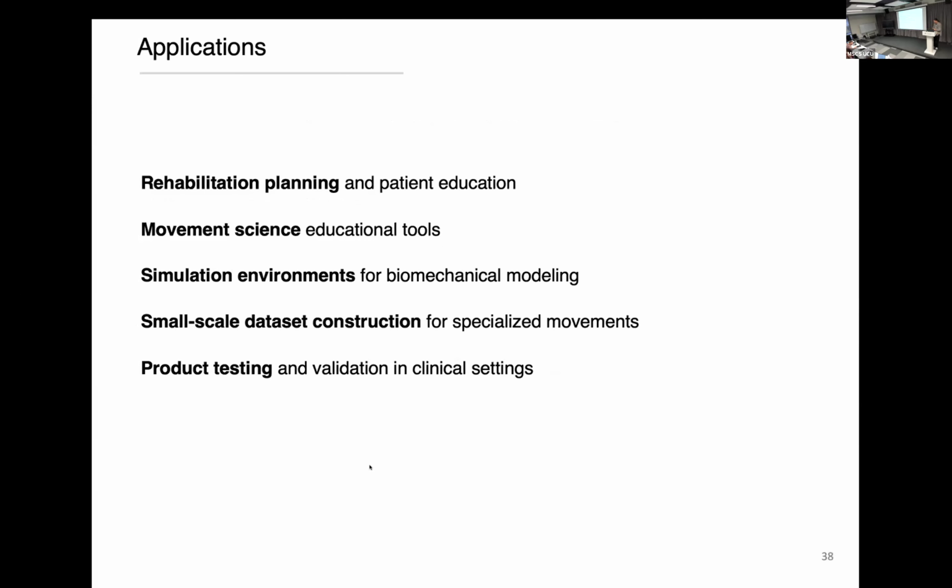And what about applications of this approach? Its main application is in virtual environments, in educational materials and educational tools. With this approach, we can create small-scale datasets for specialized movements, maybe like going in circles or moving backwards, etc. And these datasets can be applied for product testing if you're focusing on single muscle groups, or if we extend our project, the whole lower extremity muscle group.